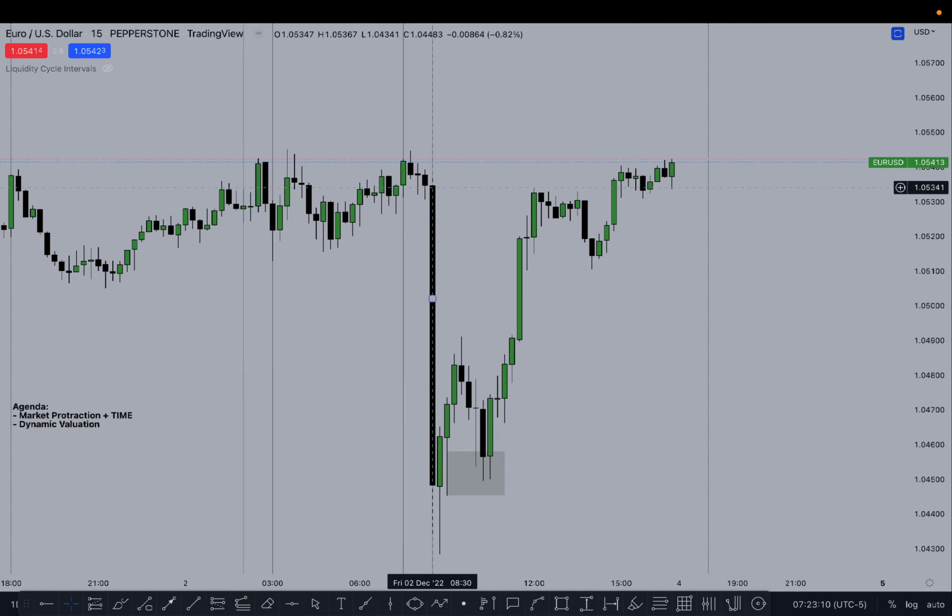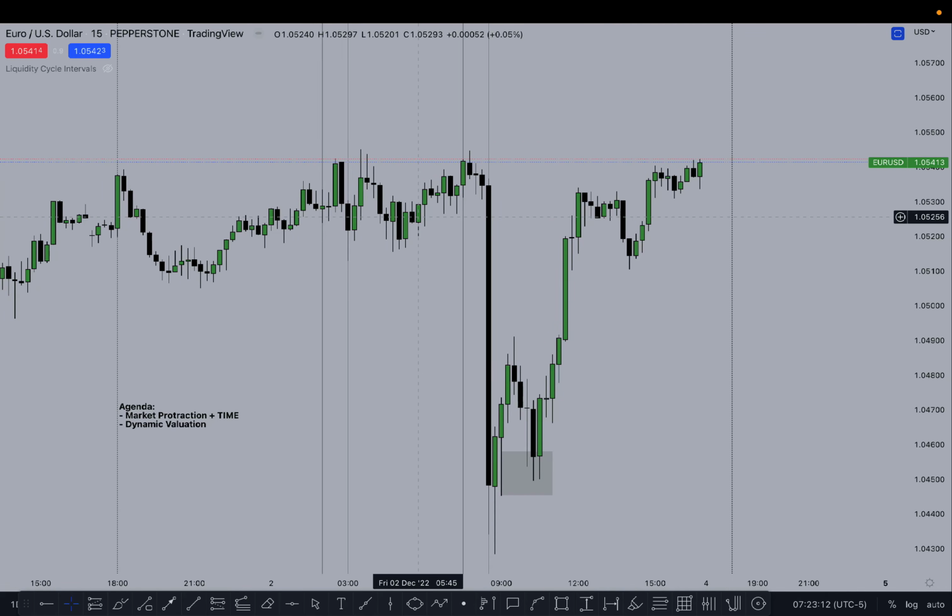That is how we look at market protraction. It's just this 1 hour time interval which will give you all the information that you really need. Did it go to fair value? Did it not go to fair value? That is what you're going to find out through your backtesting. All right, part 2.